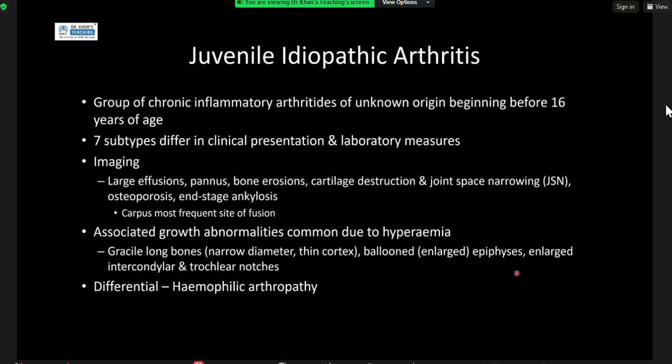And if you think of enlarged intercondylar notches, the thing you think of is hemophilic arthropathy. Again, same process. You keep bleeding into the joint. You get constant inflammation causing hyperemia causing your bone changes. Same thing. Okay, but an easy thing to think about is whether there's a family history of hemophilia, and a simple test to just make sure to screen.